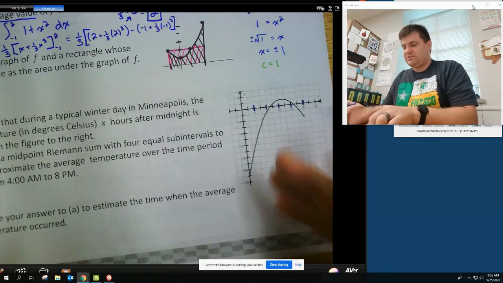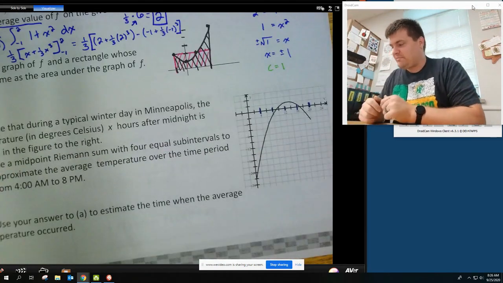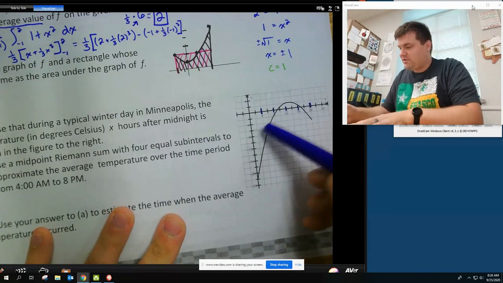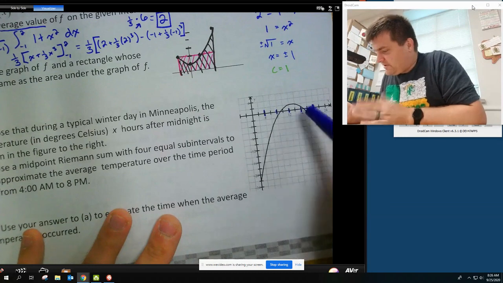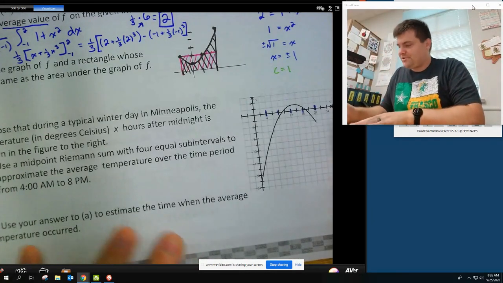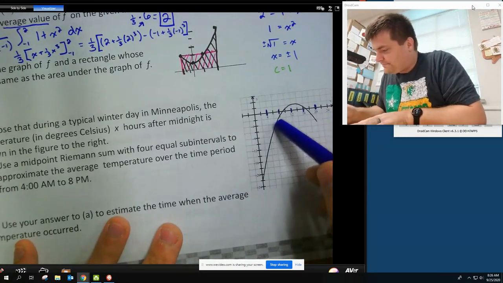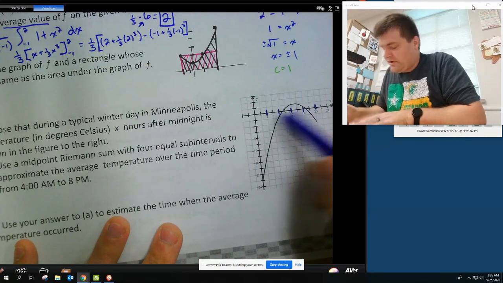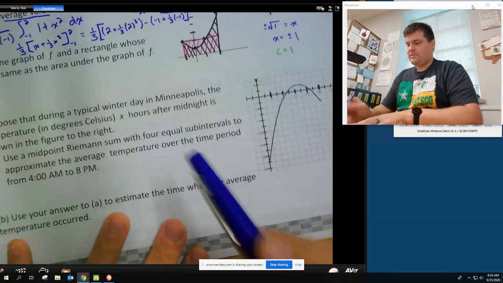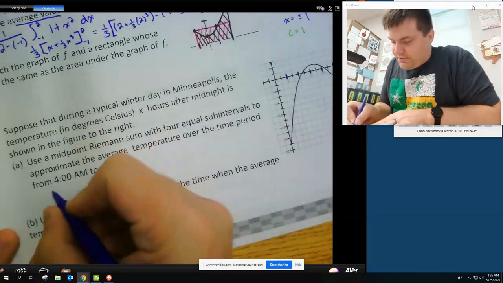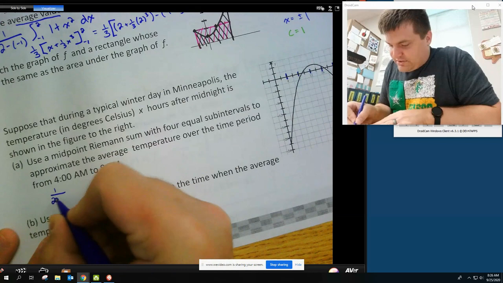Okay. So since I'm trying to find the average temperature, so the average height of this graph between 4 and 20, if I'm looking at it, it's probably somewhere around 0, right? So it kind of doubles up right here. So I bet you it's somewhere around 0 is the average temperature. So set this up. We're going to go from 1 over 20 minus 4.